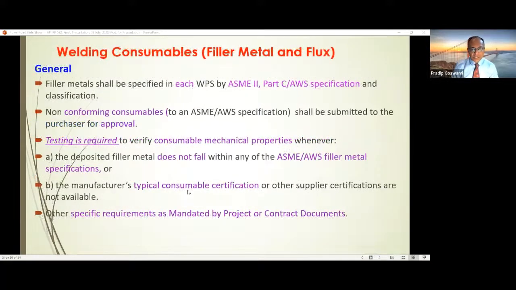Next comes the welding consumables, fillers and fluxes. Fluxes and fillers, as you know, are per ASME Section II, Part C and AWS. The testing, et cetera, is very specific, and it should be in place. It is mandated by the ASME code, as well as supported by RP 582.